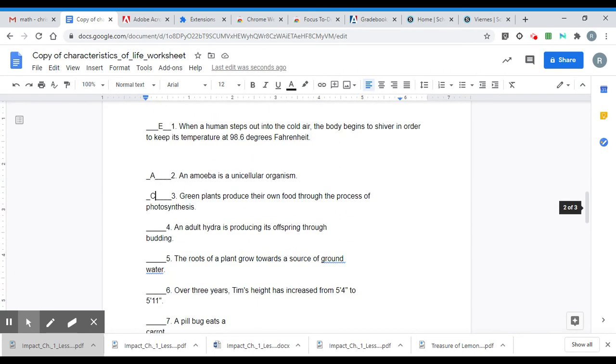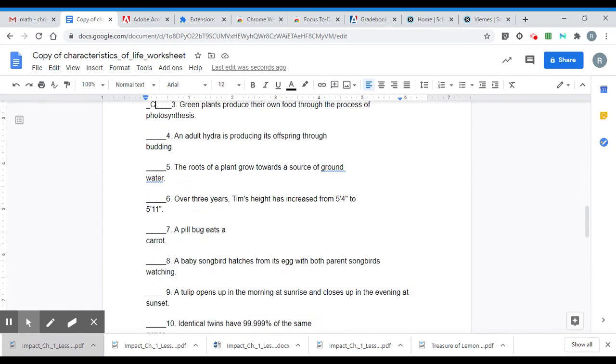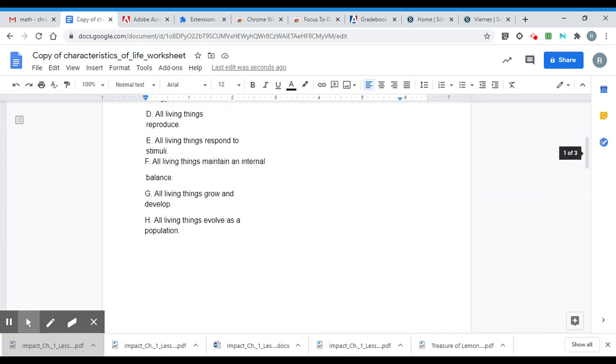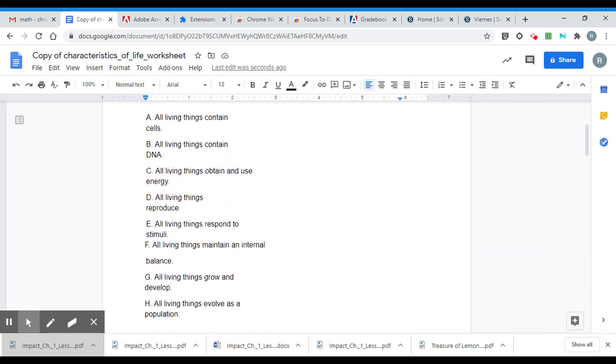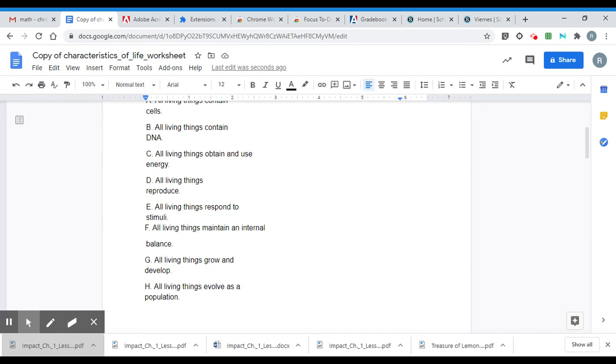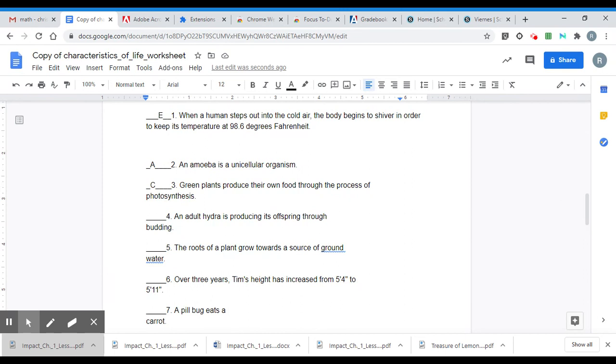All right, let's go back to 4. An adult hydra is producing its offspring through budding. So I'm going to go back through and think, what has to do with having offspring? That means reproduce. So that means the letter D, all living things reproduce. So I'm going to go down to number 4 and put the letter D.